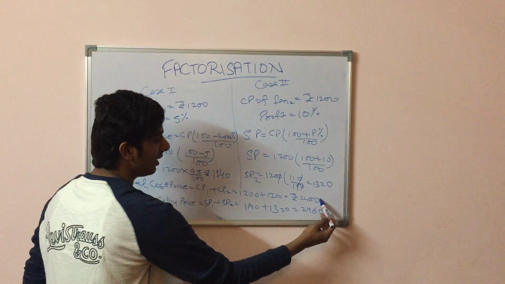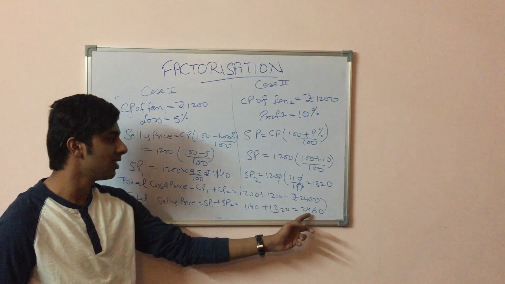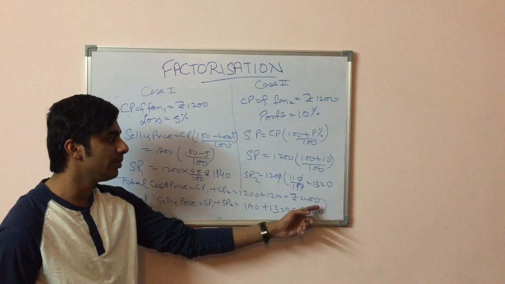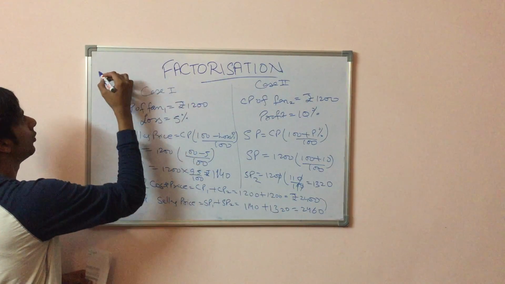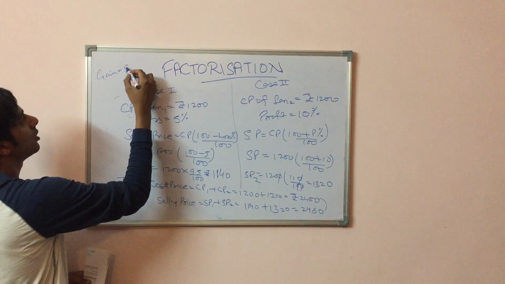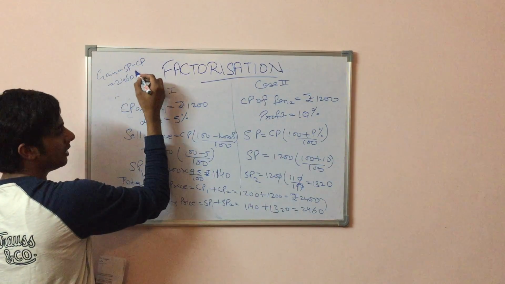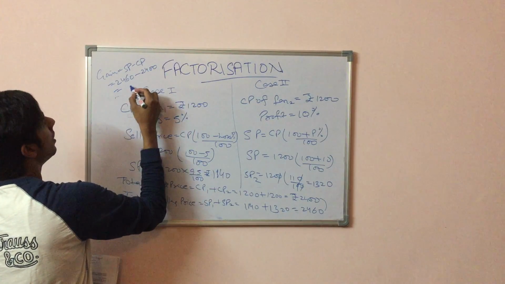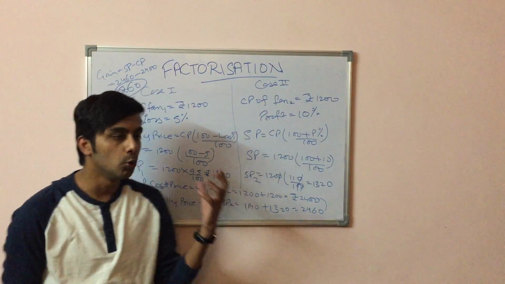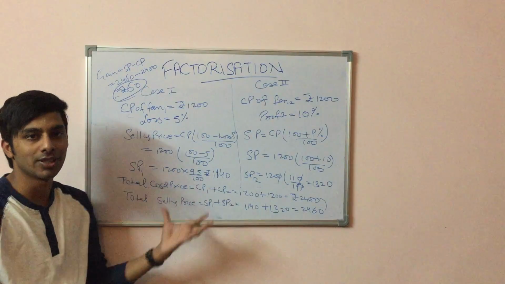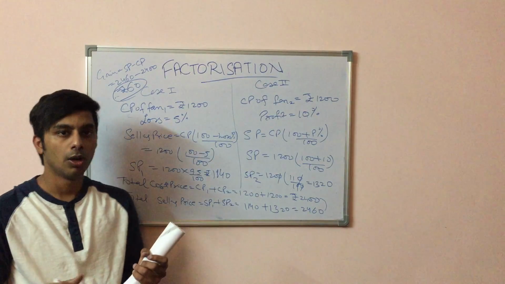So now comparing these two, our total cost price is 2400 and our total selling price is 2460. As selling price is greater than cost price, we will be having a profit. Gain will be equal to SP minus CP, which is 2460 minus 2400, which is rupees 60. So rupees 60 is the total gain Rohan is getting on the overall transaction. So I hope now the doubt is clear. Okay, thank you so much.